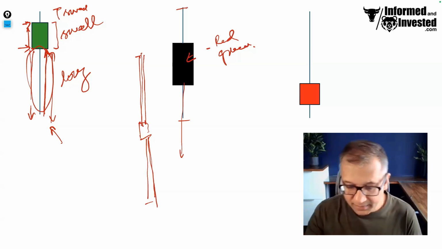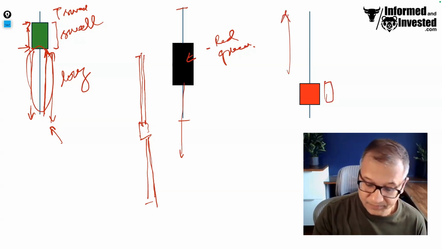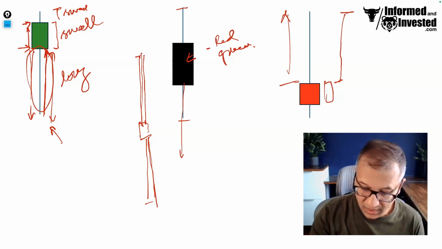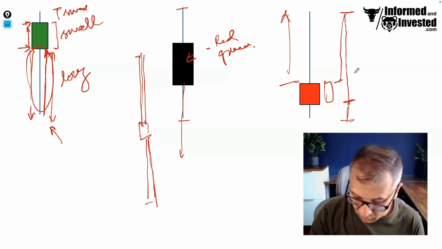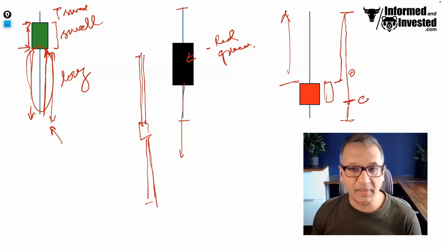Now, you may also see a behavior like this, where the body is small, but the upper wick is very high. This means that while the stock opened here, it went all the way to the top, but the investors thought the price was too high and they started selling and brought the price right back down here. It also went further down, but came back up and closed here. So it opened here and closed here. This shows a bearish sentiment that day.